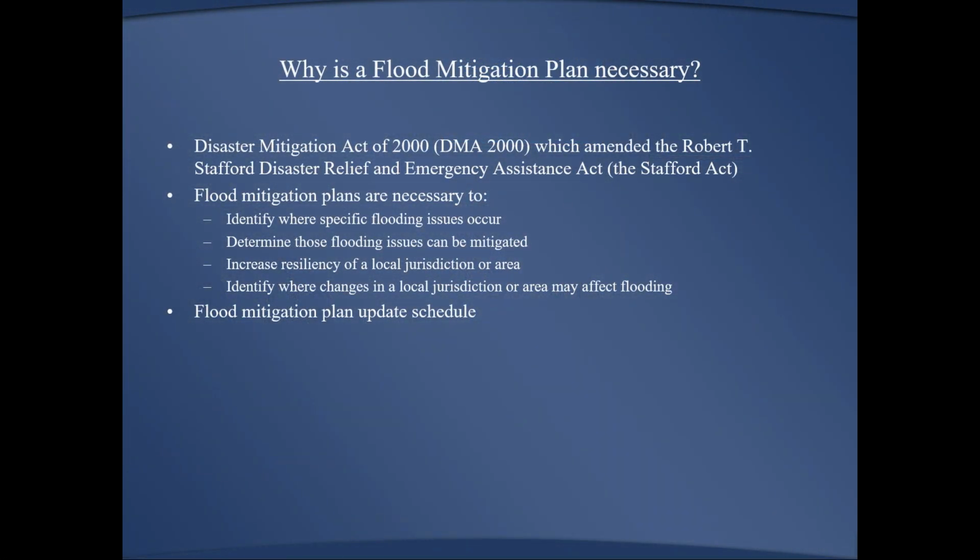And the first one is just a very brief understanding of why a flood mitigation plan is necessary. From a hazard mitigation perspective, all local jurisdictions, be it at the county level, are empowered by the Disaster Mitigation Act of 2000, which amended the Robert T. Stafford Disaster Relief and Emergency Assistance Act to update hazard mitigation planning, and a flood mitigation plan is part of a hazard mitigation planning mechanism. So the flood mitigation plan here at Calvert County is necessary to identify where specific flooding issues have occurred in the past, determine these flooding issues and how they can be mitigated, increase the resiliency of a local jurisdiction, county, or area against flooding, and to identify where changes in a local jurisdiction or an area may affect flooding. So what kind of developments are going on in the county as a whole, in the town centers, in the incorporated municipalities, and things like that.